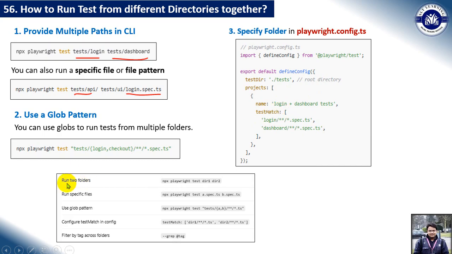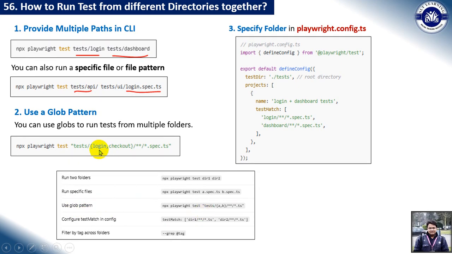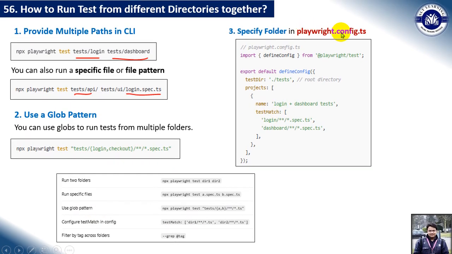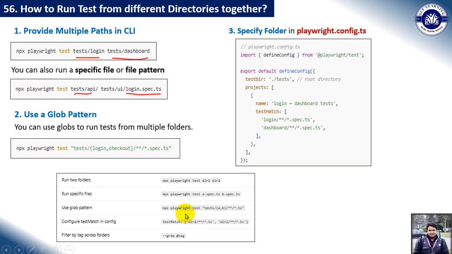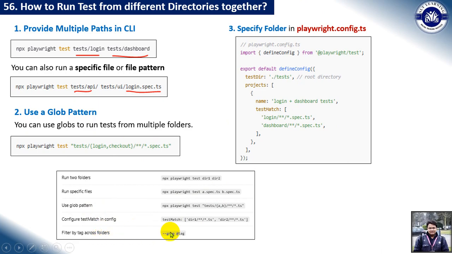So in summary: to run two folders, you provide directory 1 and directory 2. To run a specific file, you provide the specific file name. To use a glob pattern, you use a pattern like this. To configure testMatch, you configure it in your playwright.config, which will execute the test cases for those matches. And to filter by tag, this is the tag name that we use.